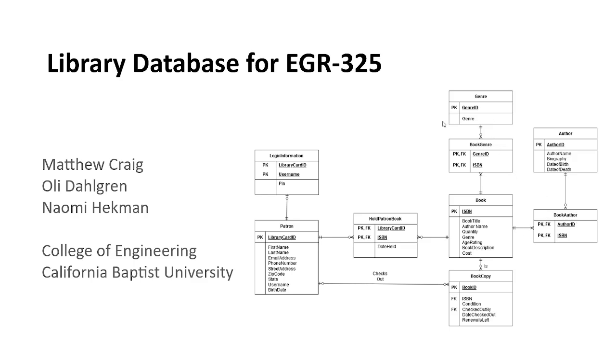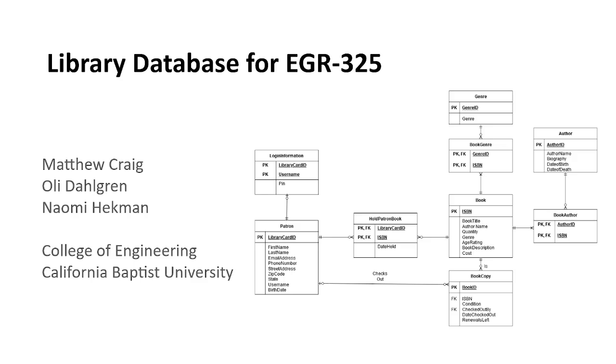Books also have genres. Genres have a genre ID and then the genre itself, and they're tied to the book genre table. And that's how I actually tie it to the book, with genre ID and ISBN. Next up, books can have individual copies, and that's seen in book copy here. Book copy has a primary key of the book ID for the individual book. It also takes in the ISBN, the condition, the checked out by, the date checked out, and the renewals left.